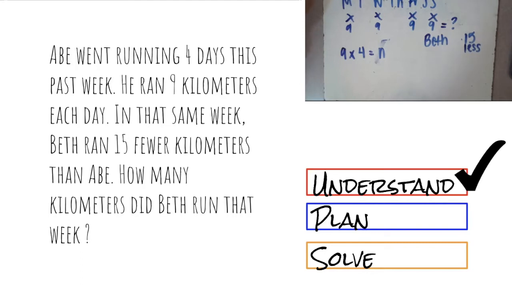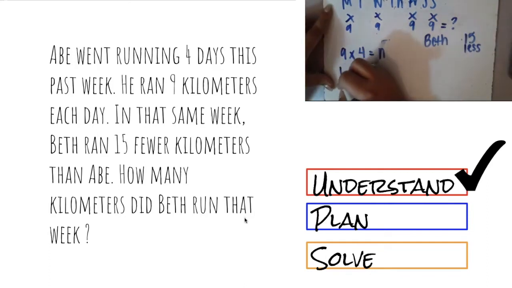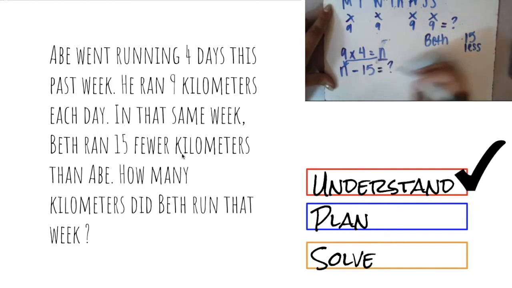So I go back to the understand. What am I solving for? 9 times 4. Does that get me how many kilometers did Beth run? No, that gets me how much Abe ran. So I'm going to take whatever this number is minus the 15 that it tells me in the story problem. In the same week, Beth ran 15 fewer than Abe, equals my answer.